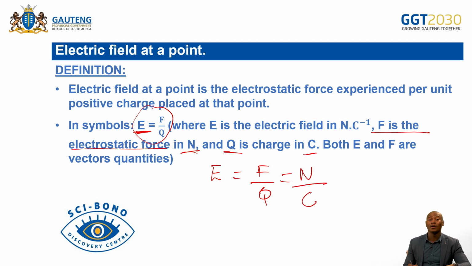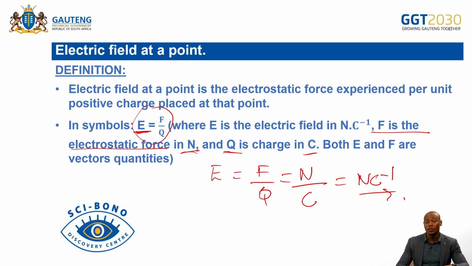Then E, the electric field at a point, is measured in newtons per coulomb. That is the SI unit for electric field at a point. It is the electrostatic force experienced per unit positive charge placed at that point. So E is the electric field at the point measured in newtons per coulomb, F is the electrostatic force measured in newtons, and Q is the charge measured in coulombs.